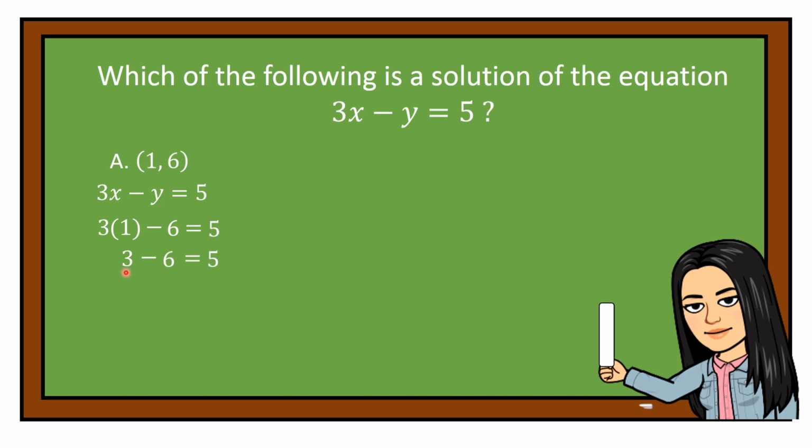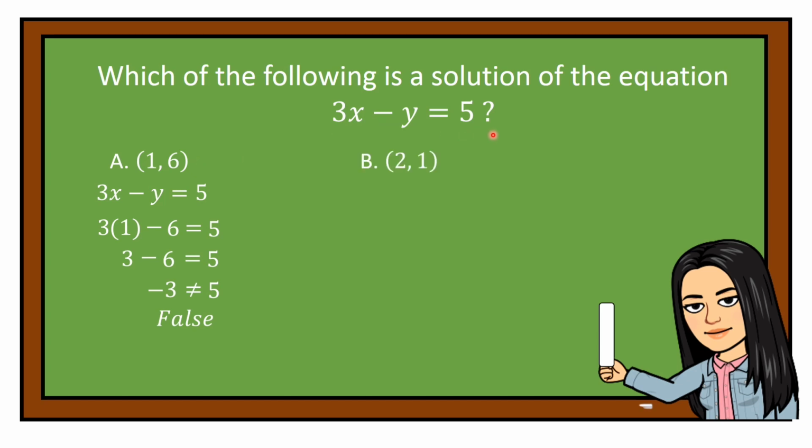Next, 3 minus 6 would be equal to negative 3. And negative 3 is not equal to 5. Therefore, this ordered pair will give us a false statement. Meaning (1, 6) is not a solution of the equation 3x minus y equals 5.